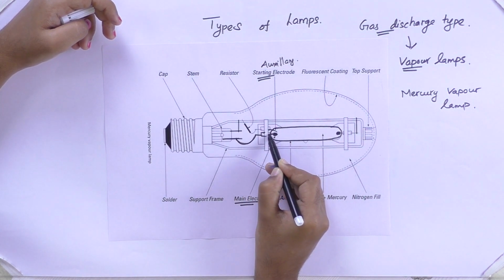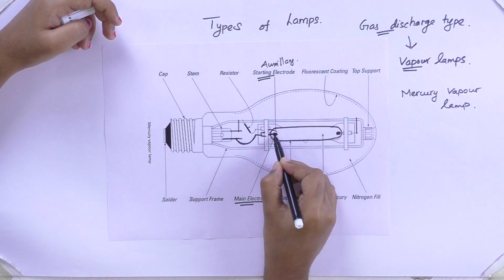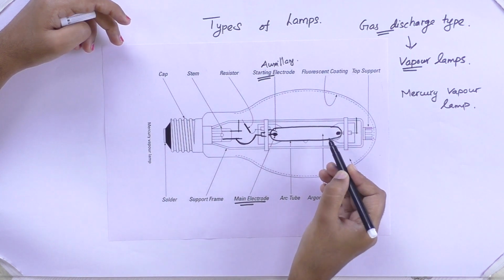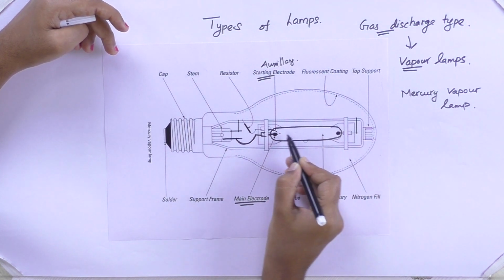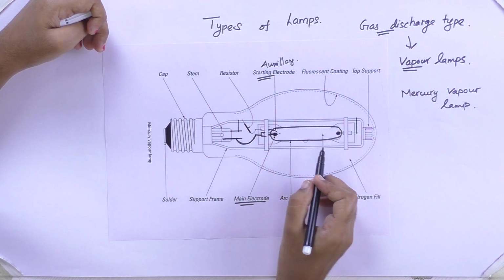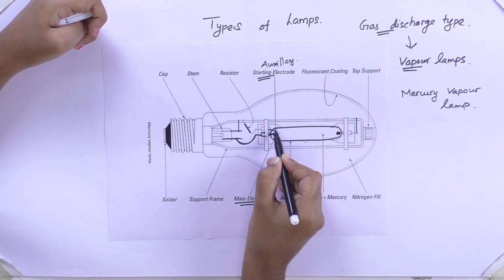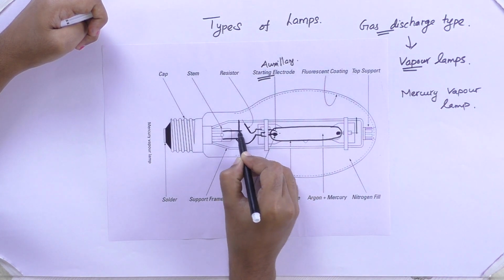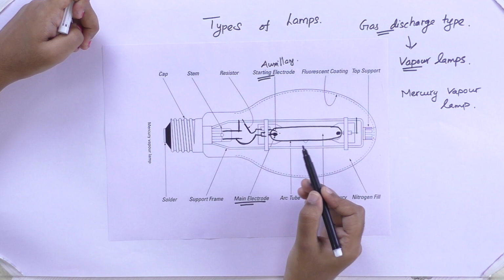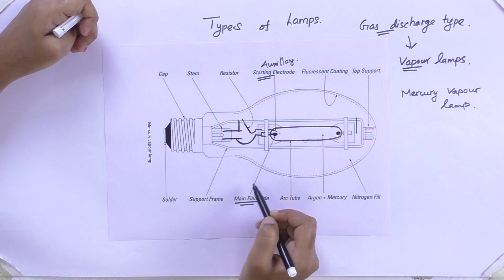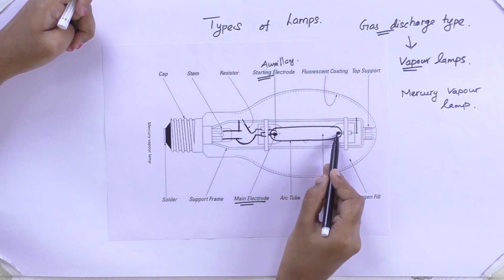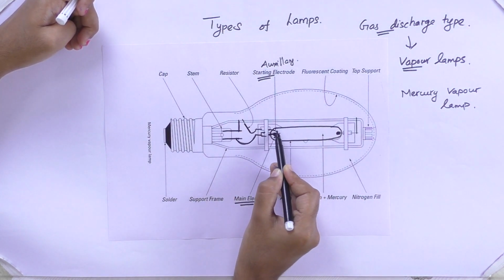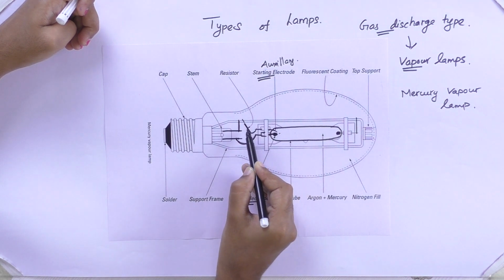But it cannot vaporize the mercury due to the high resistance between both the electrodes. In order to vaporize the mercury, we connect an auxiliary electrode with a small amount of resistance. We try to vaporize the mercury by means of the main electrode, but it is not possible because of the high resistance between the two main electrodes. To vaporize it, we add an additional starting electrode, or auxiliary electrode, with the help of a small resistance.